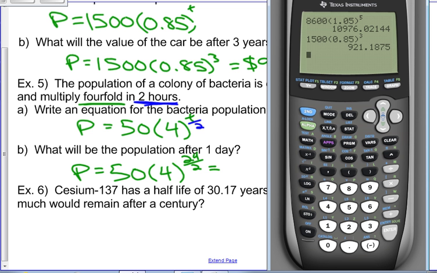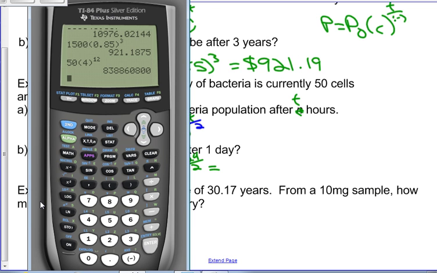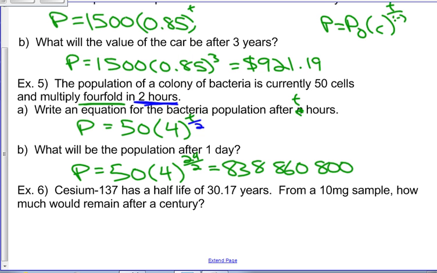Now, don't give your calculator the opportunity to mess you up by putting in 24 over 2. We know 24 over 2 is 12. Whoa, that's a big number. It's a lot of bacteria. So we get 838,860,800. Yowza. But that's the nature of exponential growth. Stuff grows, and then it grows upon its growth, and it grows faster and faster and faster.